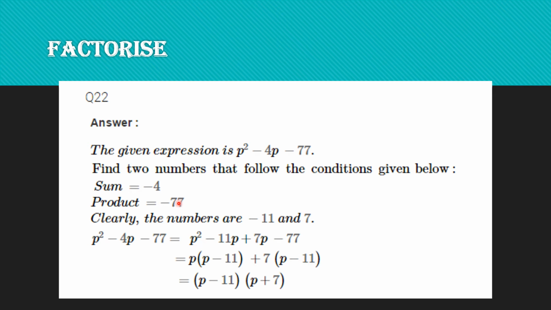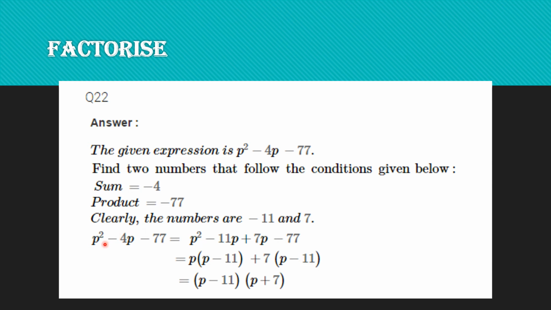11, if you take, 11 sevens are 77, right? So any one number has to be negative. So we have to decide which number has to be negative. Since the sum is minus 4, the greater integer has to be minus. So minus 11 plus 7 is minus 4. Minus 11 into 7 is minus 77.